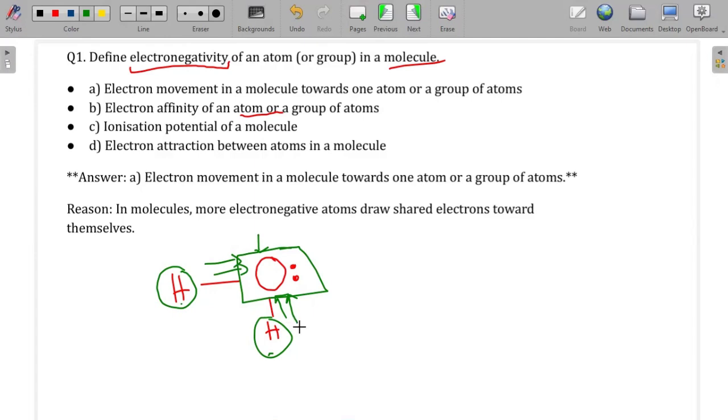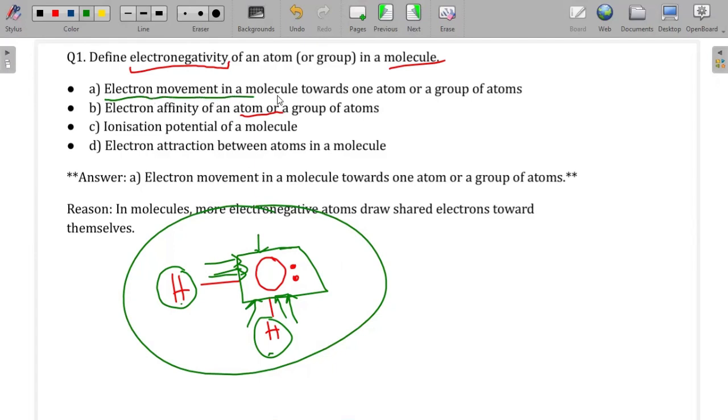So what can we see in this movement where these electrons have been attracted to the oxygen there? We see that this electronegativity brings about the electron movement in a molecule. Because this is the water molecule, it will bring about electron movement in a water molecule towards a group of atoms. In this case, these electron movements are from these hydrogen atoms going towards the oxygen like that. So that's what electronegativity is. So the best answer here will be A.